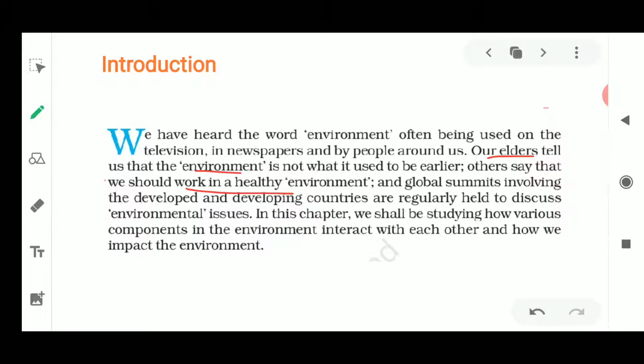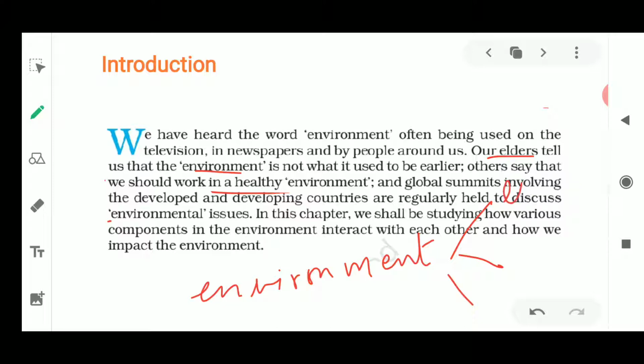And global summits involving the developed and the developing countries are regularly held to discuss the environmental issues. Here we need to understand that the word environment is being used in three aspects. One is in the aspect of our elders. The other is used in the case of the workplace or our work, and the last is used in the form of environmental issues.